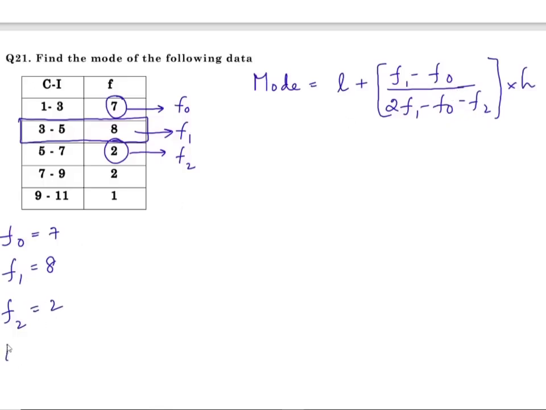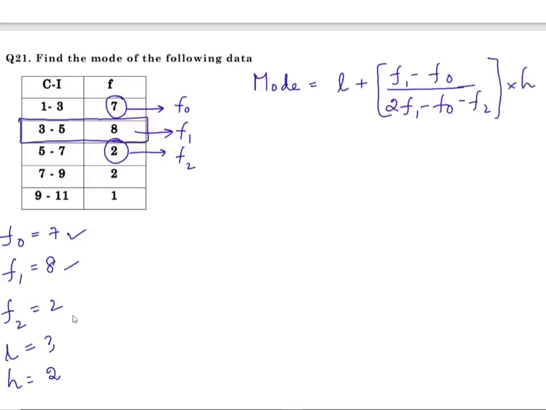What is L here? L is the lower limit of the modal class. This is the lower limit, this is the upper limit. What we want is L, that is the lower limit, which is 3, and the class size H is what? 5 minus 3 or 3 minus 1. Upper limit minus lower limit is 2.